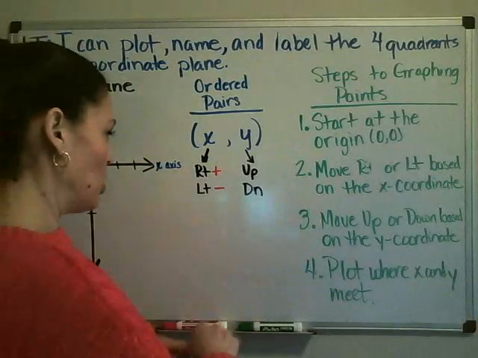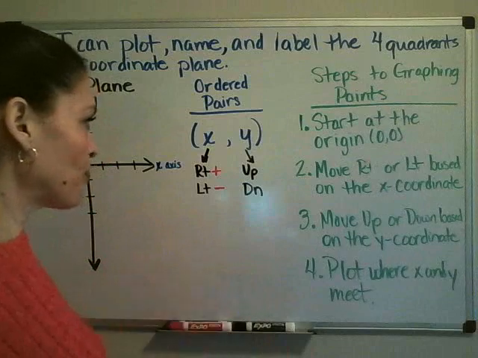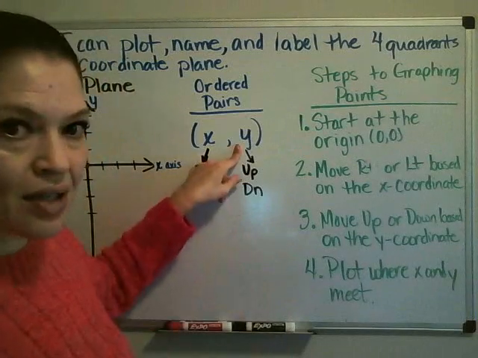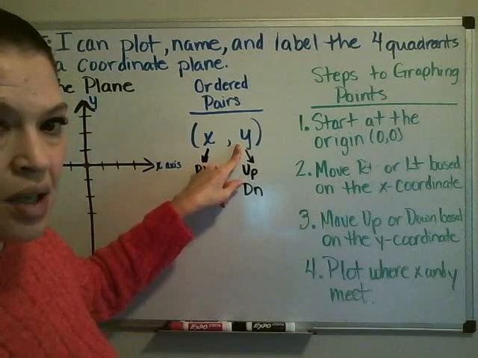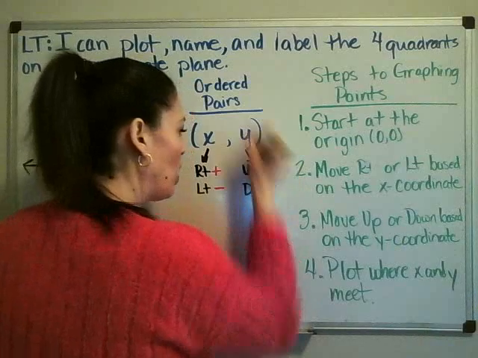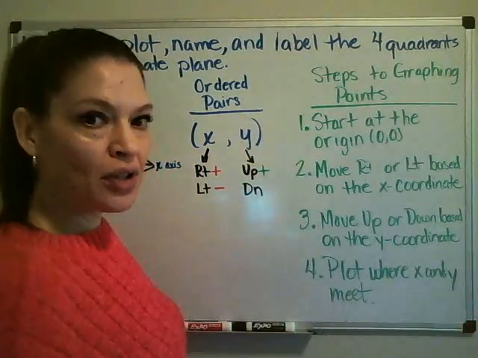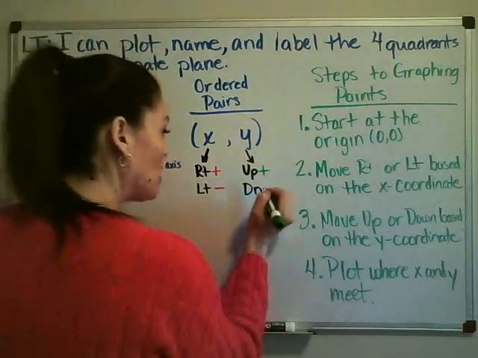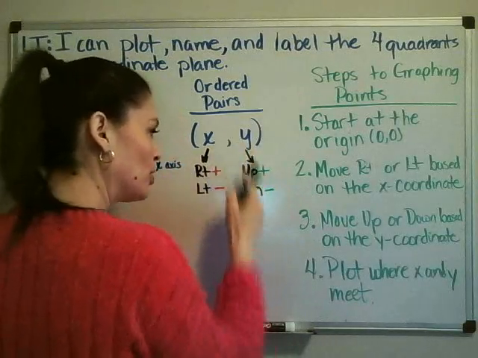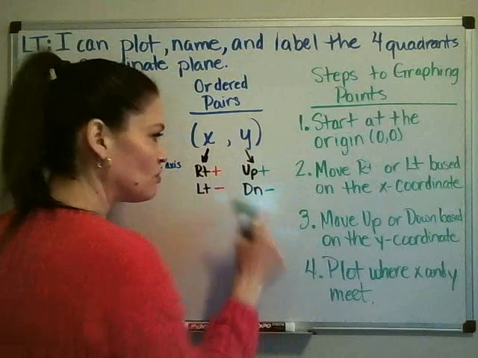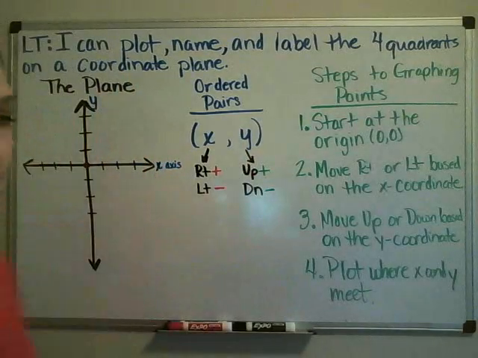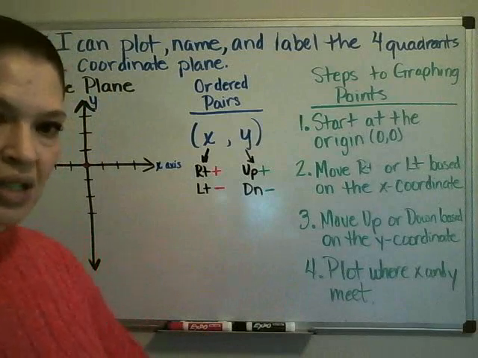And let's talk about the signs. If the number that falls on the y-axis is positive, you're going to go up. And if the number that falls on the y-axis is negative, then you're just going to go down, because you want to travel towards the negatives, right? Make sense?